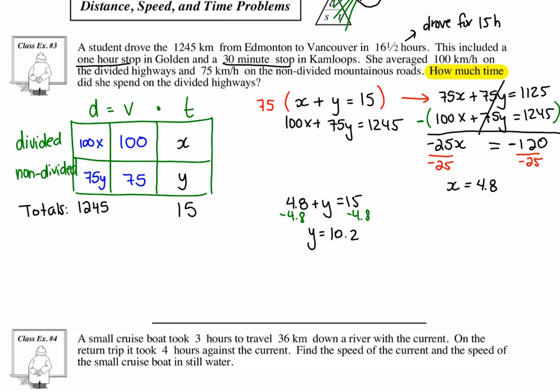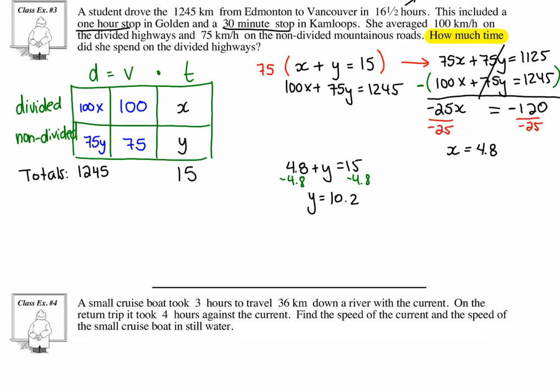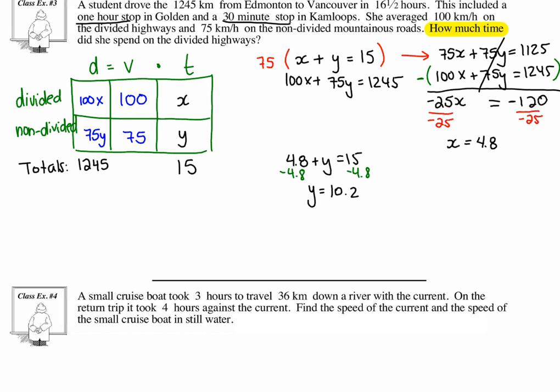Okay. Now I should check my work, but I'm going to save time today. Therefore, what are they really looking for? What's the question? How much time she spent on the divided highway. So if x was 4.8 and y is 10.2, which one do we want? 4.8. She spent 4.8 hours on the divided highway.